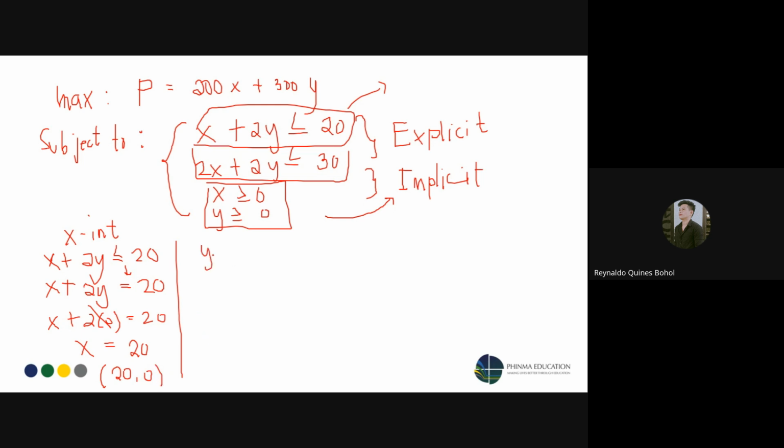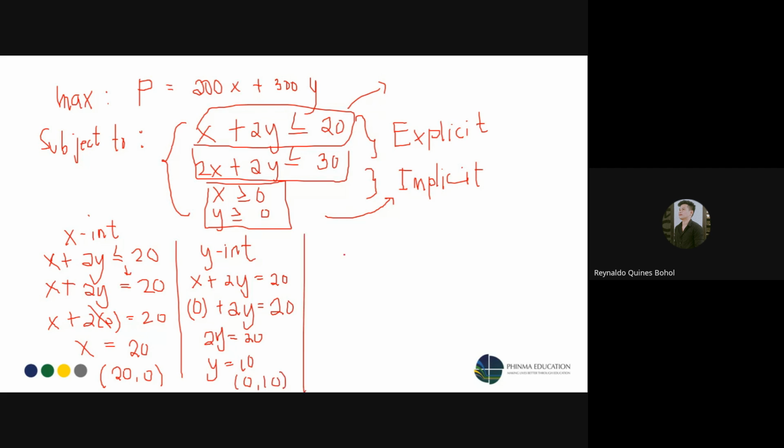Next naman, yung y-intercept. In getting the y-intercept of our first equation, just copy x plus 2y equals 20. Then since y-intercept ang hinahanap, we're going to let x is equal to 0. Then this is 2y is equal to 20. So 2y is equal to 20. Then y is equal to 10 kasi divide mo yung 20 sa 2. Then the ordered pair will be 0 and 10. Next, this is first equation.